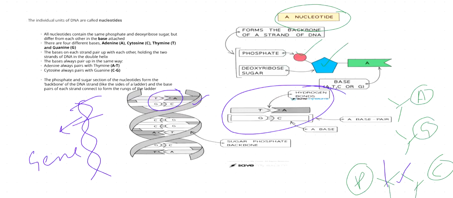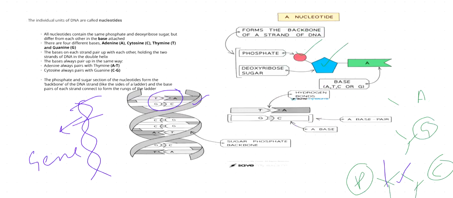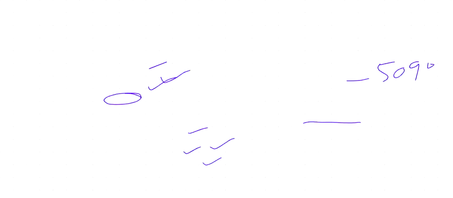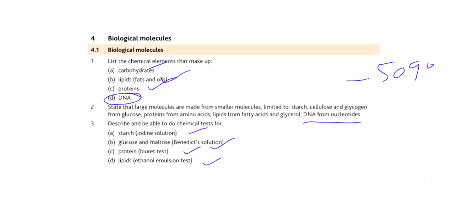And what about the nucleotides? As I showed here, the nucleotide is made up of three molecules: phosphate, deoxyribose sugar, and a nitrogenous base. So there are four types of nucleotides in all DNA molecules. So students, this is all about DNA. And in this way, we completed this chapter on biological molecules, as I told you earlier.